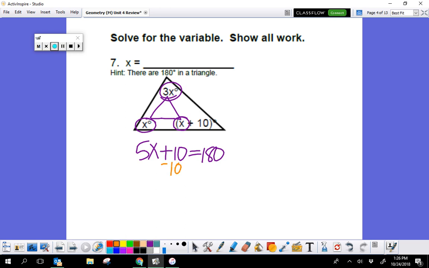I'm going to subtract 10. So I have 5x equals 170. Divide by 5. And so x is equal to 34. Okay, if it asked us to actually find those angles, we'd have to plug that back in, but it just asked for x.